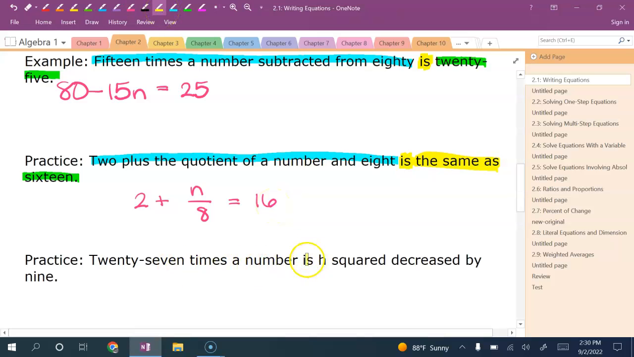For the next one, there's your keyword for the equal sign there. On the left-hand side, we have 27 times a number, so 27n, is h squared decreased by 9, so that means subtract.